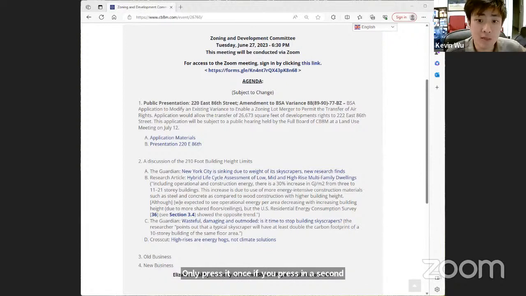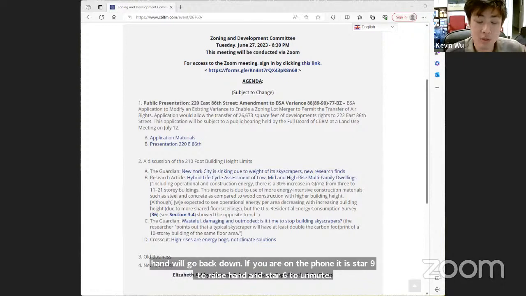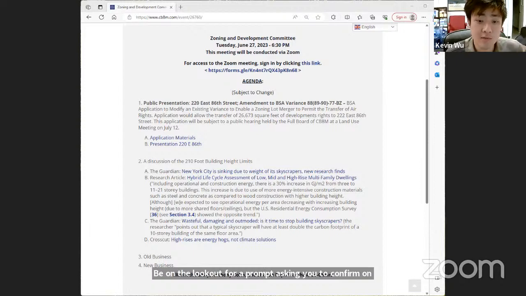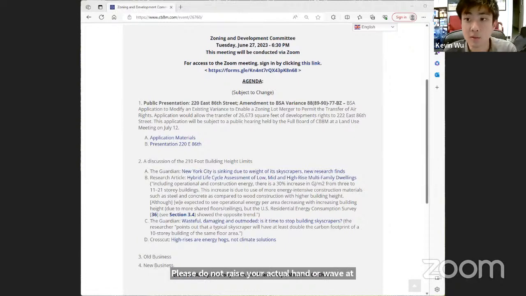Only press it once. If you press it a second time, your hand will go back down. If you are on the phone, it is *9 to raise hand and *6 to unmute. Be on the lookout for a prompt asking you to confirm unmuting once the co-chair is calling you. The chat is available for technical support only, to help with Zoom software problems, not to ask questions of the co-chairs. They will not see the chats. If you're using an older version of Zoom, you will need to go to the participant section where you will find the raise hand feature there. Please do not raise your actual hand or wave at the screen because we may not be able to see you. Chat me, I'm here for support.